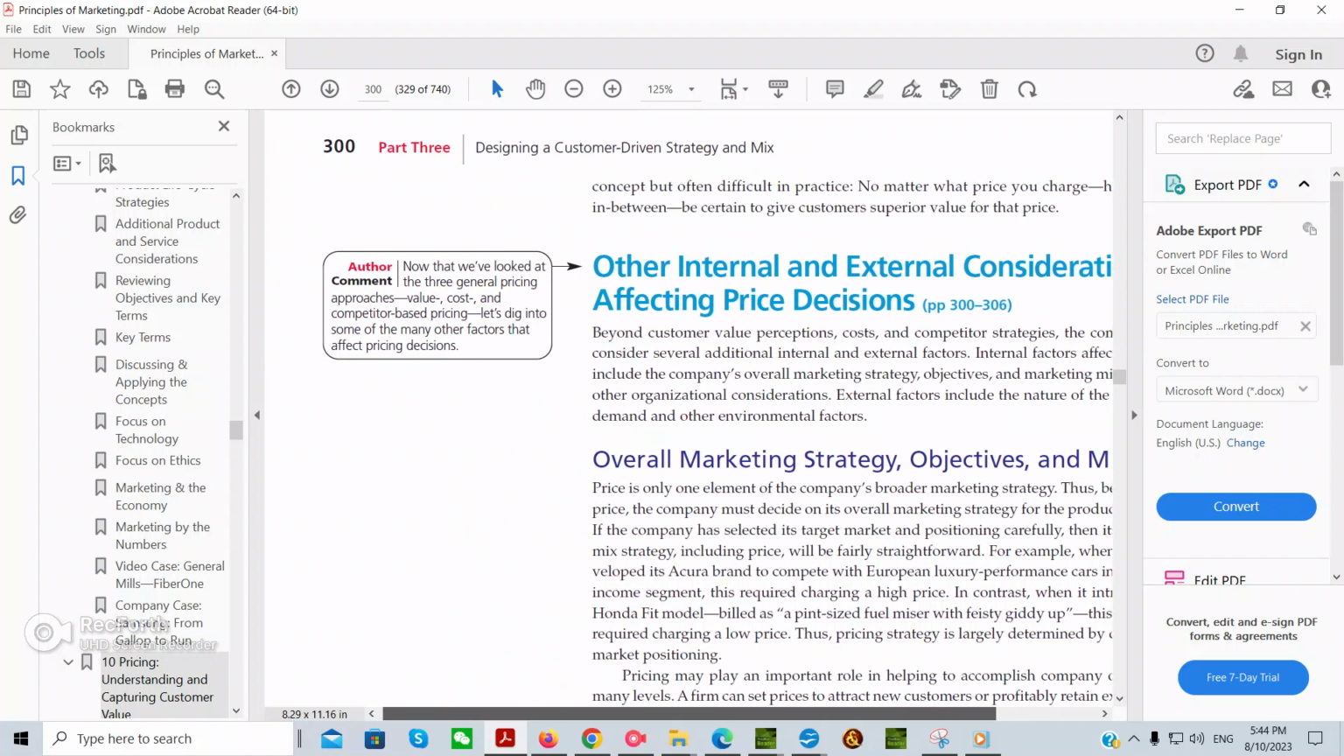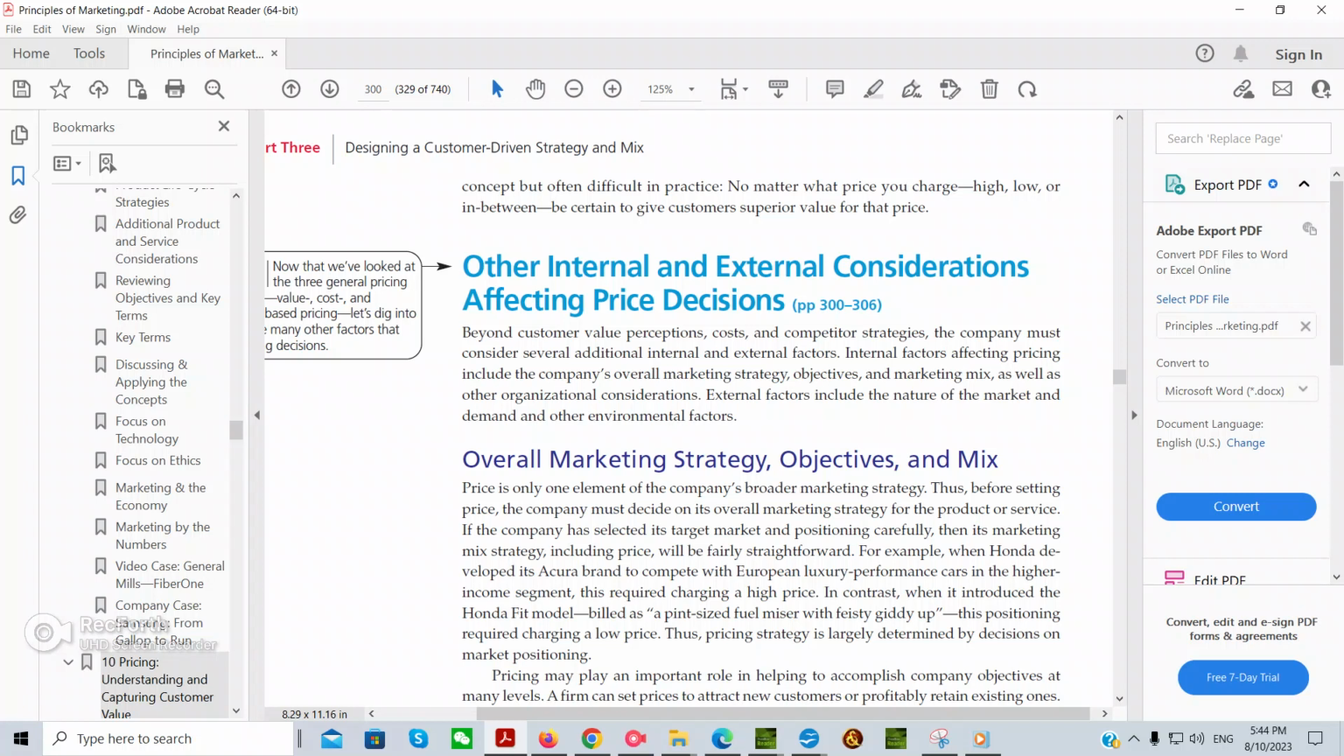Let's switch gears to other things, such as internal and external considerations affecting price decisions. This is going to be specifically related to price. Beyond customer value proposition, cost, and competitor strategies, a company must consider several additional internal and external factors. Internal factors affect pricing inside the company's overall marketing strategy. Remember, we always need to relate it back to marketing. We're not talking about strategic business management or business strategy. Overall marketing strategy, objectives, marketing mix, as well as other organizational considerations.